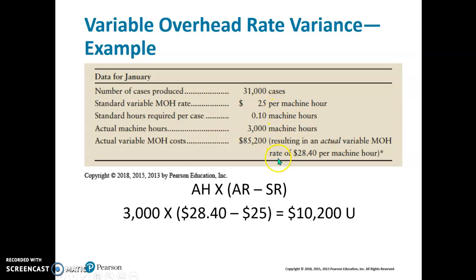So, this is given to you here, but I've got actual hours times the difference in rate. So my actual hours are 3,000 machine hours times the $28.40 that we had to calculate minus the standard variable overhead rate of 25. So that's 10,002 unfavorable. And this is actual, so this is 3,000 times 28.40, which is higher than what was planned. Okay, so that would mean that the variance would be unfavorable.